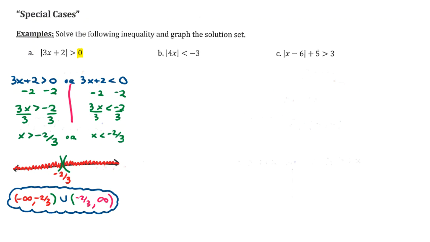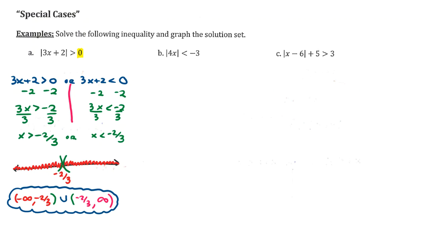Welcome back, Algebra Bros. In this video, I'm going to show you how to solve the second special case absolute value inequality. That would be none other than example part B, where we have the absolute value of 4x being less than negative 3.